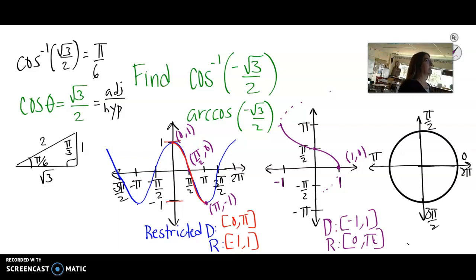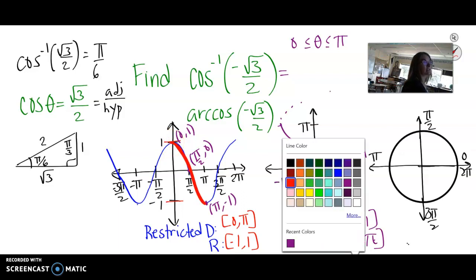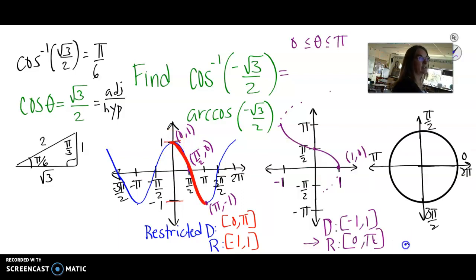So my answer, when I am finding this, my radian measure has to be in between, it's going to be this output here between 0 and pi. Now, that's corresponding with the red graph here. And you can also think of it as a circle graph. 0 to pi goes from here to here. And remember, the cosine is positive here. The cosine is negative in quadrant 2.